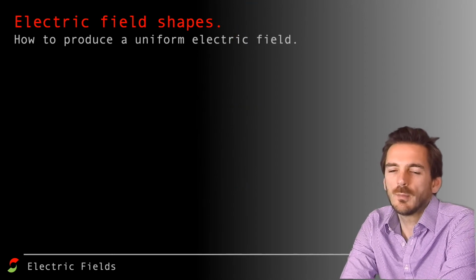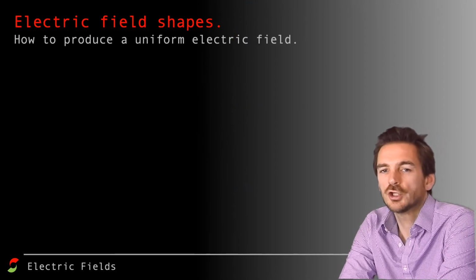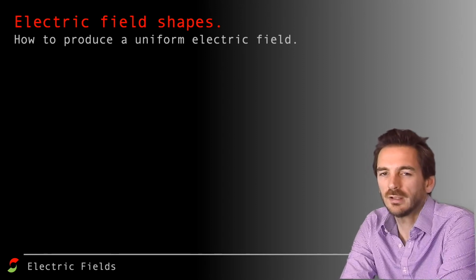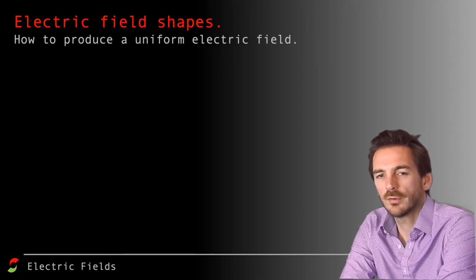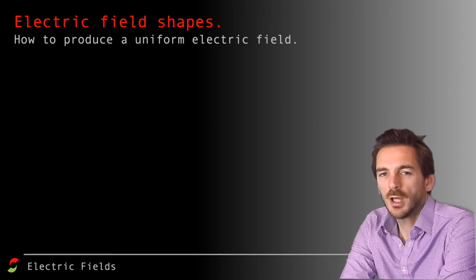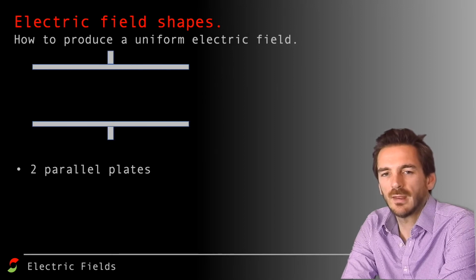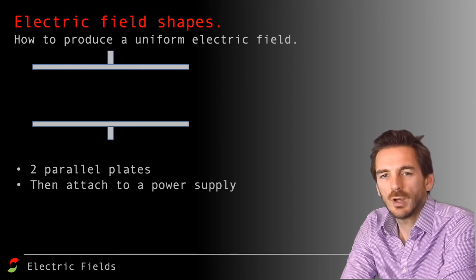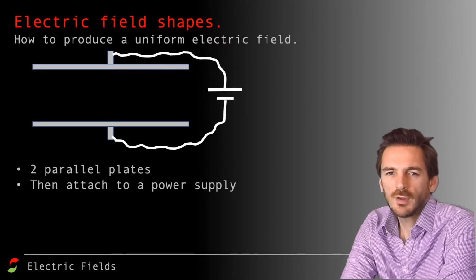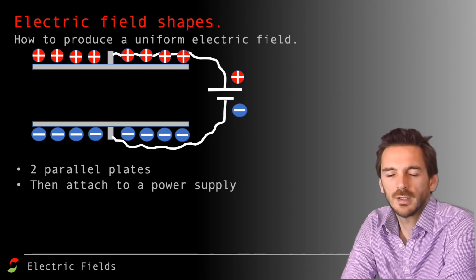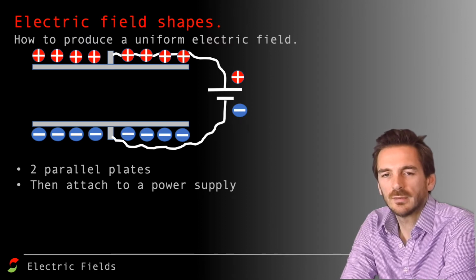So we also need to know about how to produce a uniform electric field. So those other ones, they're not uniform, they're radial. Their strength changes because the width or the density of the field lines change. So a uniform electric field is produced by putting two parallel plates together and attaching them to a power supply. And on that power supply, we're going to have the top terminal being positive and the bottom terminal being negative. And that means the top plate, on this occasion, is going to be positive and the bottom plate is going to be negative.